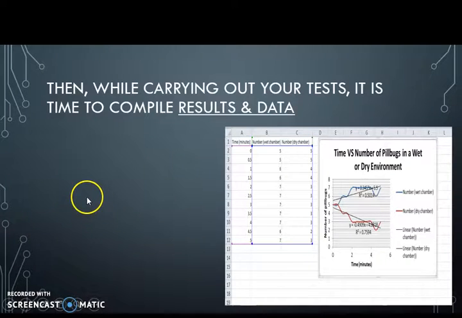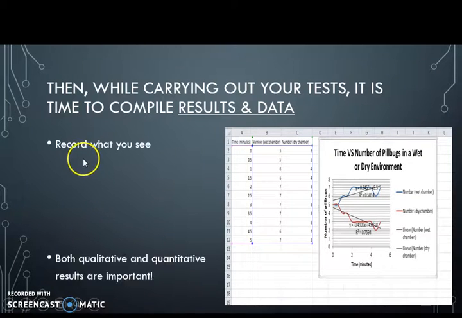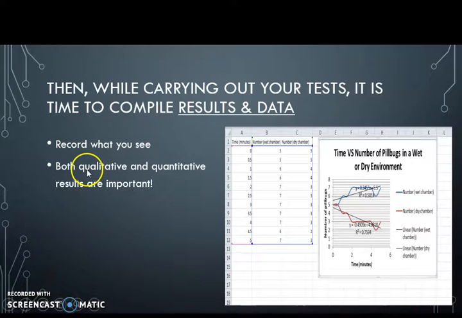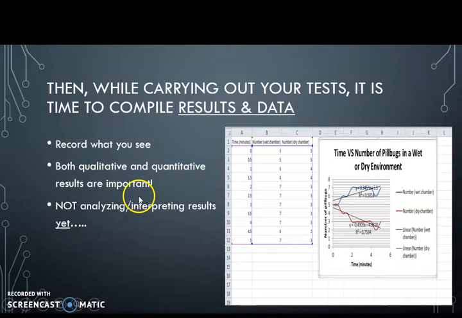Then while we carry out our results, we need to compile our data. We're going to generate charts and graphs, making sure we record what we see. Note, qualitative and quantitative results are important. Quantitative is like over here. That's just numbers. Qualitative are qualities, things that happen, things we notice that aren't necessarily measurable by numbers, and they're equally as important depending on the lab that we do.